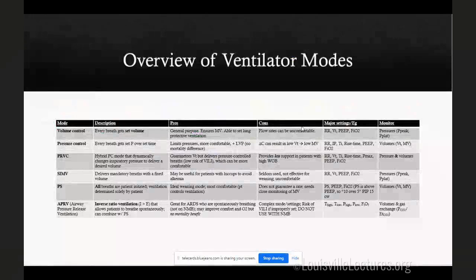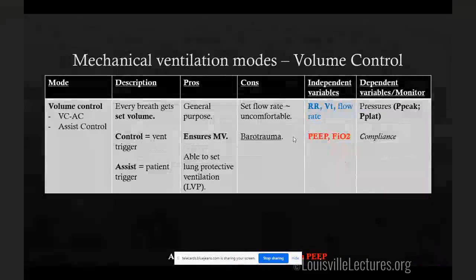So this slide is really just a summary of all the modes that are routinely used, but that is not for you guys to really know right now. We're going to break it down a little bit further. So we'll start with the classic. The classic here is called volume control. It's also called volume cycle assist control.